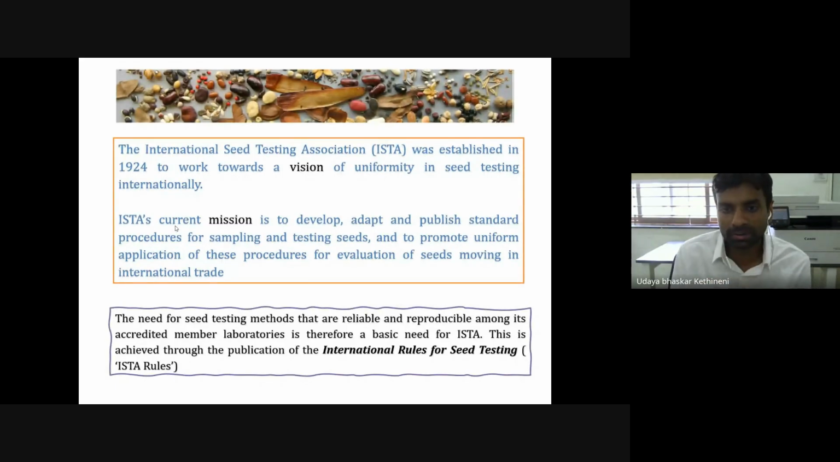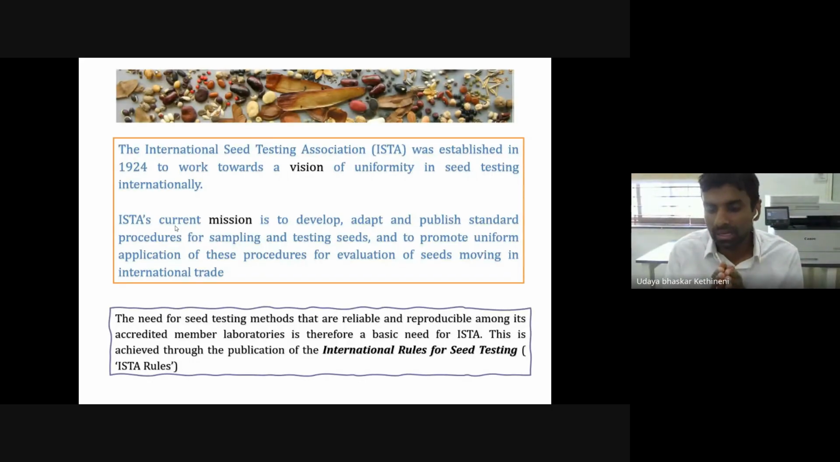That's why they develop protocols, which are followed uniformly and must be followed in ISTA accredited laboratories. Other laboratories, if they want to line up their proficiency with these excelling laboratories, also have to follow these testing methodologies. So basically, ISTA rules are the testing methodologies developed and adopted across the member laboratories to have reliable and reproducible results. That is the basis of the ISTA rules.